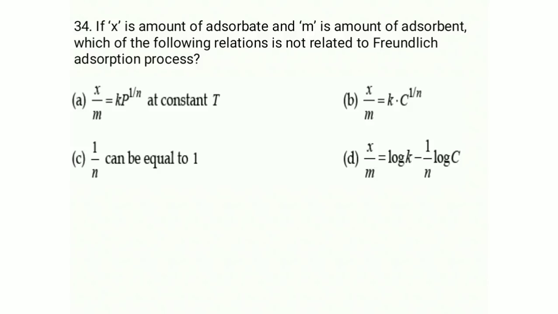Then, if x is the amount of adsorbate and m is the amount of adsorbent, in the Freundlich adsorption isotherm, remember x/m is equal to kP to the power 1/n. So hence A is correct. B is also correct because instead of P, C is taken for solutions. C is correct. 1/n value equal to 1 is also possible. But very important, log x/m is equal to log k minus 1/n log C, not possible. It should be log k plus 1/n log C. Hence the answer for this question is D.